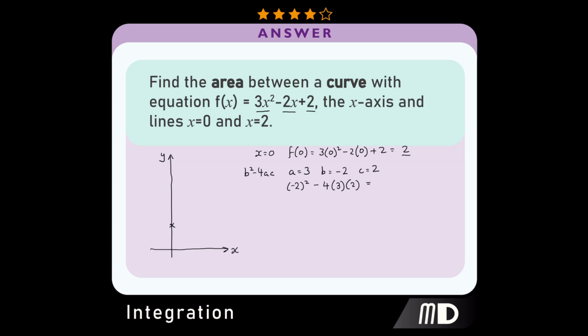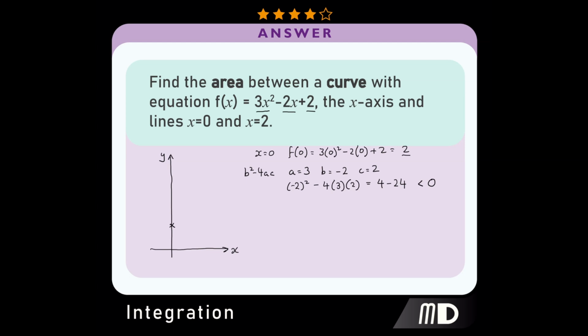So tidying that up, minus 2 squared is 4, and 4 times 3 is 12, multiplied by 2 is 24. I get 4 minus 24. Now, the fact that it's minus 20 isn't important. What is important is that it's less than 0. And that tells me that this function has no real roots. In other words, it doesn't intercept the x-axis.